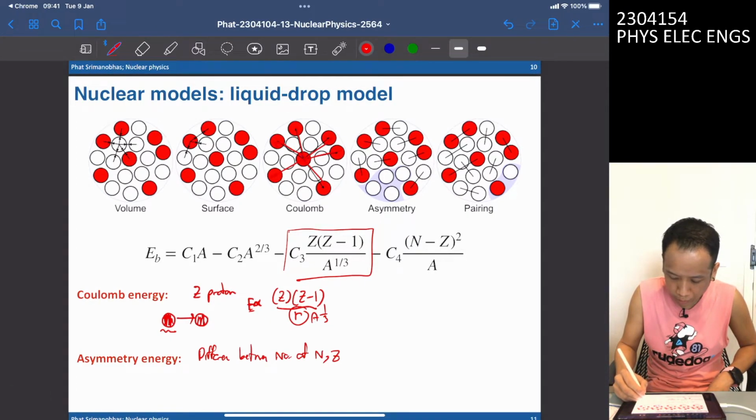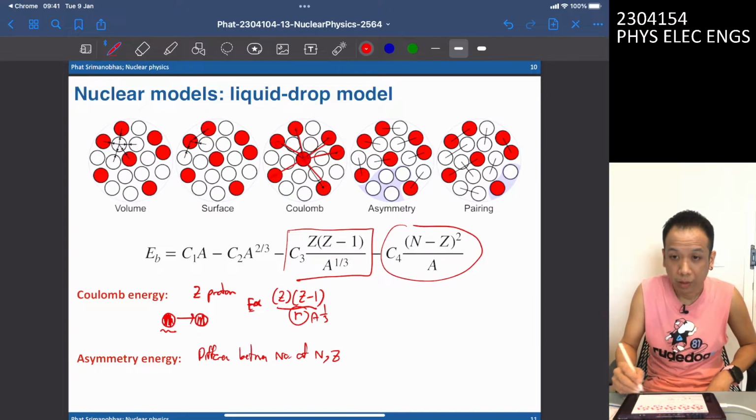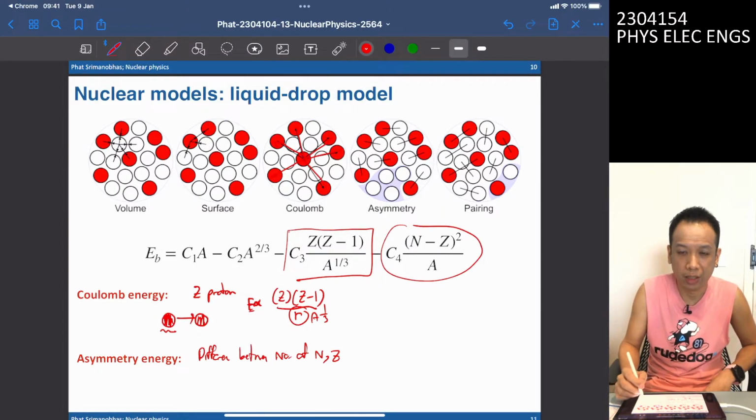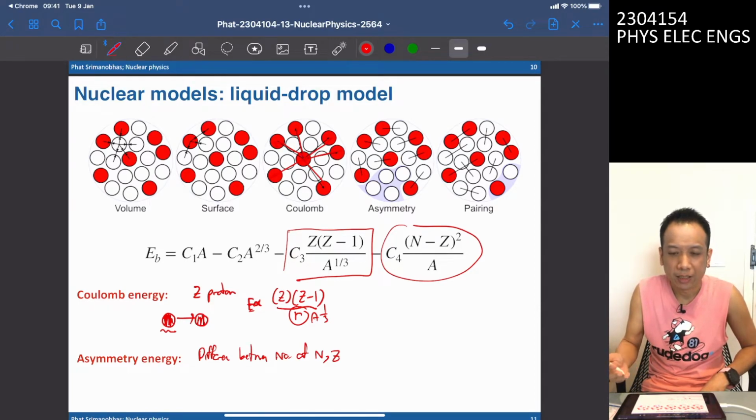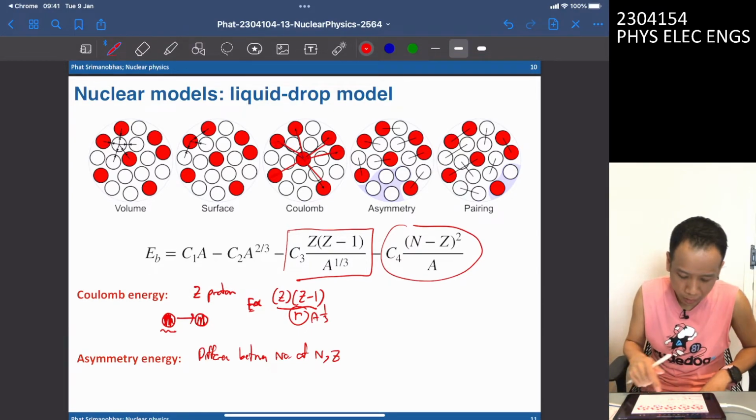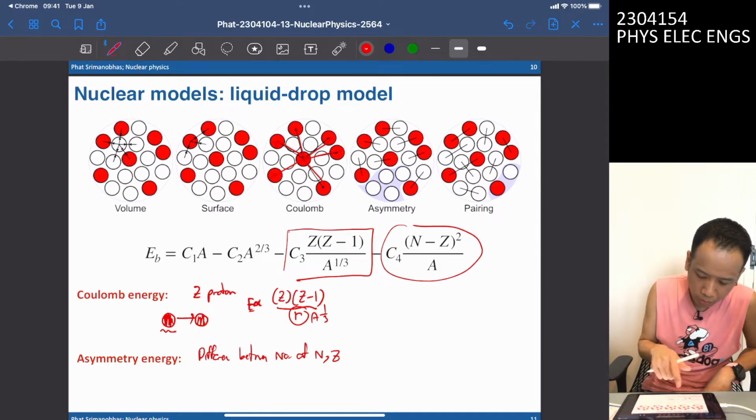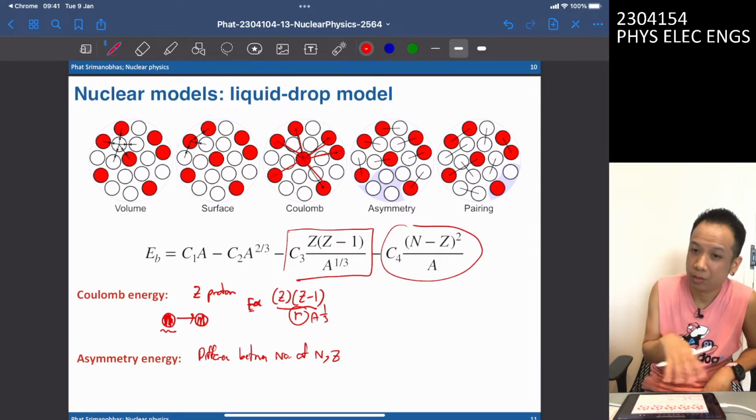So we can model it in this way. But don't worry about the asymmetry and the pairing, which does not exist in the survey. Maybe you need more ideas and a deeper understanding of how to make this kind of term. But at least you know about the volume, surface, and Coulomb terms. This is, I think, as simple as you can imagine.